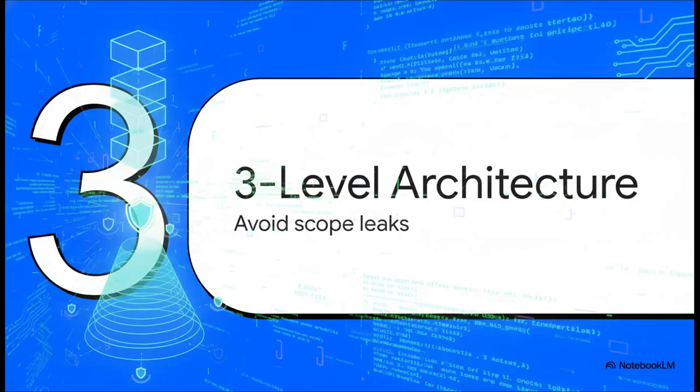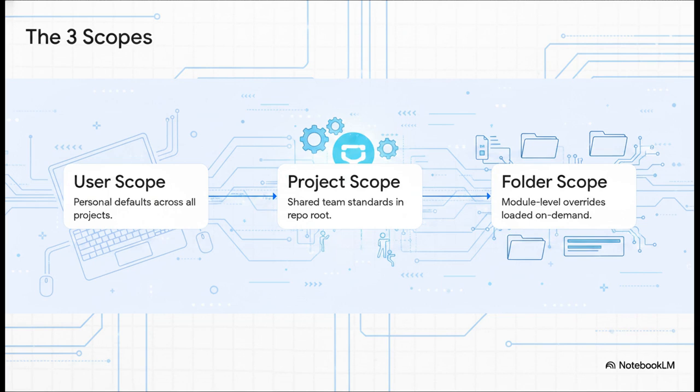Section 3. The three-level architecture. Let's see how we completely avoid scope leaks. Claude Code actually uses three distinct scopes for these files. First is the user level. This lives on your local machine and applies to all your projects, stuff like your personal workflow habits. Second is the project level. This lives right in the repo root, gets shared via Git, and dictates your team-wide standards. And third is the directory level, living in specific subfolders.